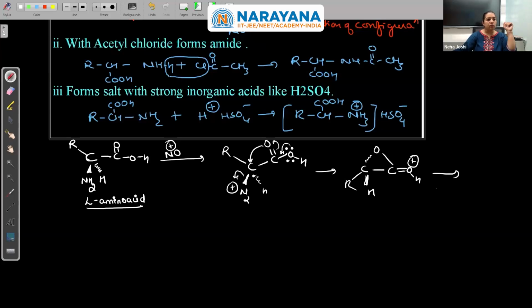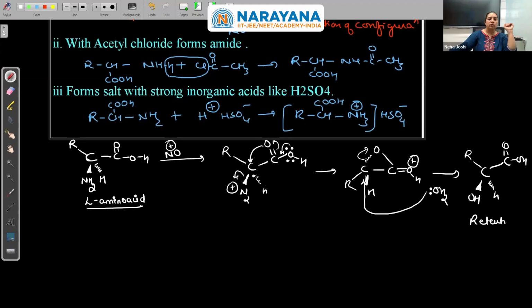When again water, OH2 comes, it attacks, goes back. So again things fall in place and OH takes its place, H takes its place, and COH gone. So retention of configuration. This is what we are saying.